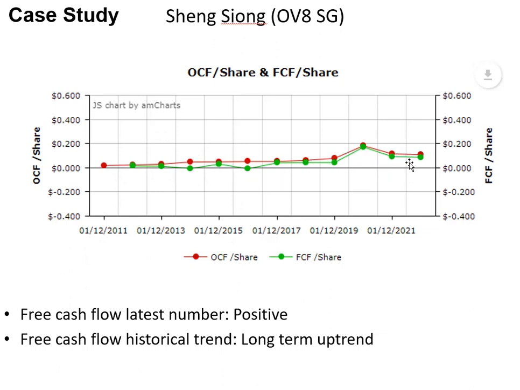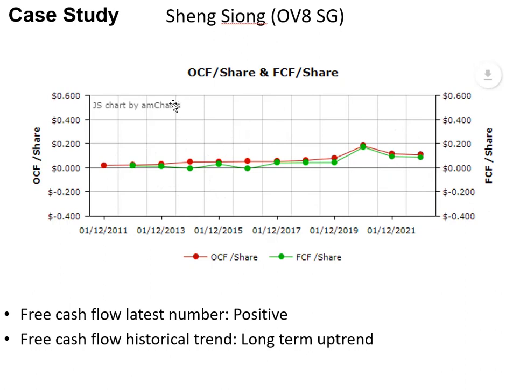So number one, you want to check whether this number is positive. Yes, as you can see here, in the latest years, this free cash flow per share is positive, which is good. Which is something you want to see. Number two, you want to look at the historical trend. So you can see here, the free cash flow per share is going up over a long term, which is good.